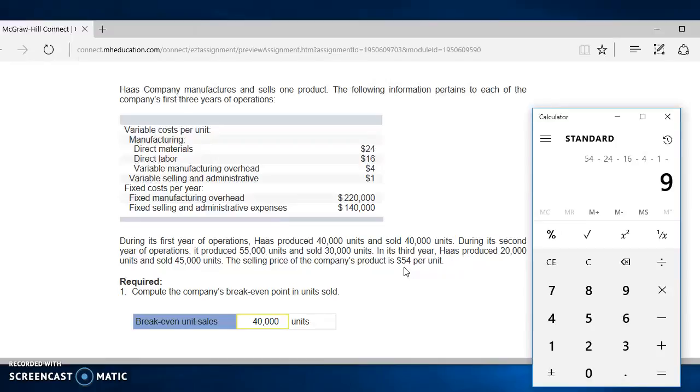So I'm going to add up my fixed costs. I'm going to divide by 9. So my fixed costs are $220,000 for fixed manufacturing and $140,000 for selling and administrative. So I have total fixed costs of $360,000. I'm just going to divide by 9, my contribution margin, and I get 40,000 units. So my break-even units is 40,000 for this.